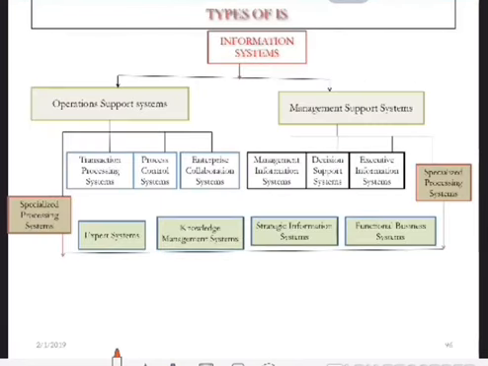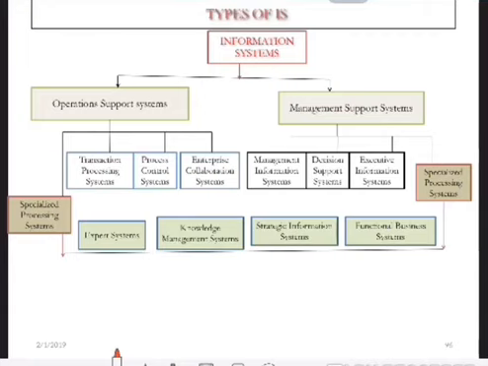Then types of information system. Here, the types of information system can be divided into two: operation support system and management support system. Those that support the organization's daily activity, we call operation support system. Those that support management, we call management support system.